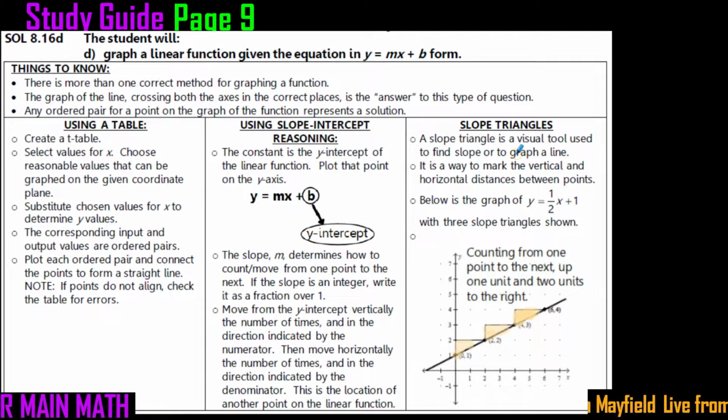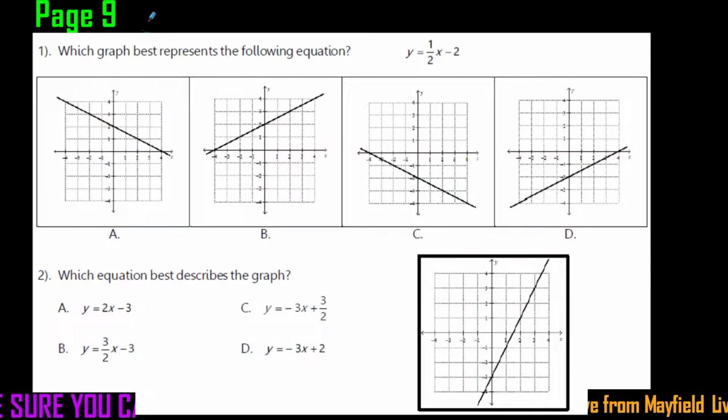So again, I usually highlight in orange the y-intercept, which is where it hits the y-axis, and then we say our slope is attached to m. So again, that's always the change in y over the change in x. So if we have for this first one, it says which graph best represents the following equation. So it has y equals 1/2 x minus 2.